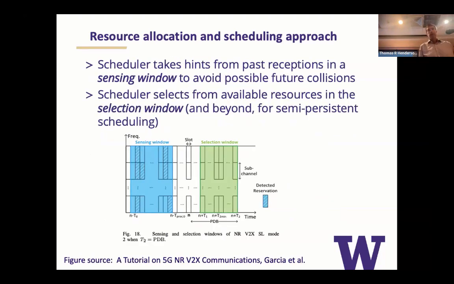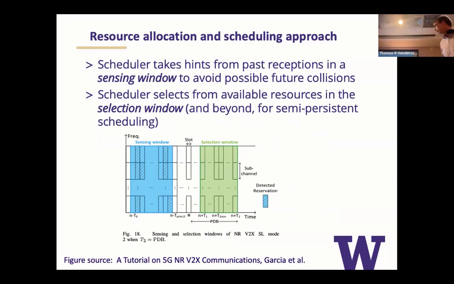And so we just talked about what the scheduler has to do. It has to figure out what's going on within its interference environments, and then it has to plan for whatever data it's anticipating from this particular sender. And so the way that this is set up is that there are basically two windows that it's using in its algorithm. One's called a sensing window and the other's called a selection window.